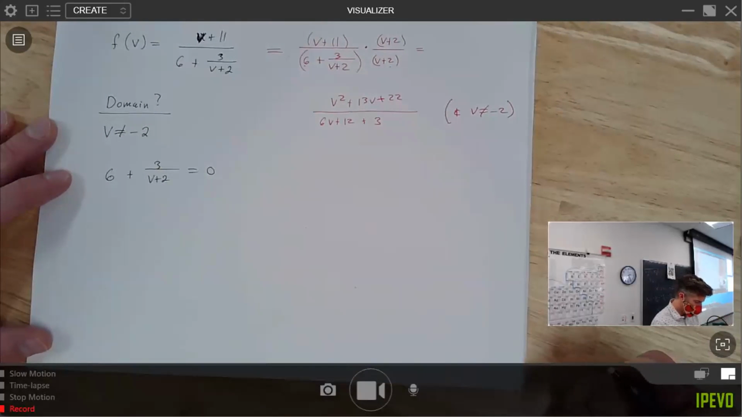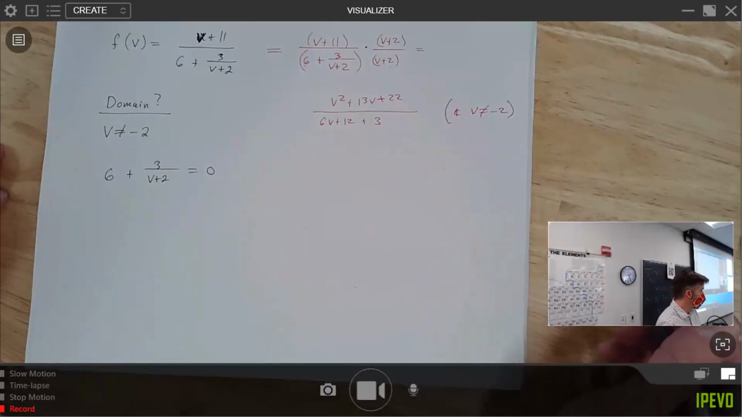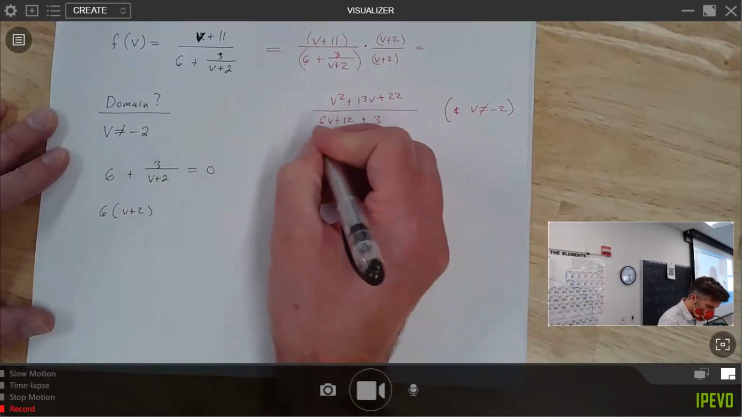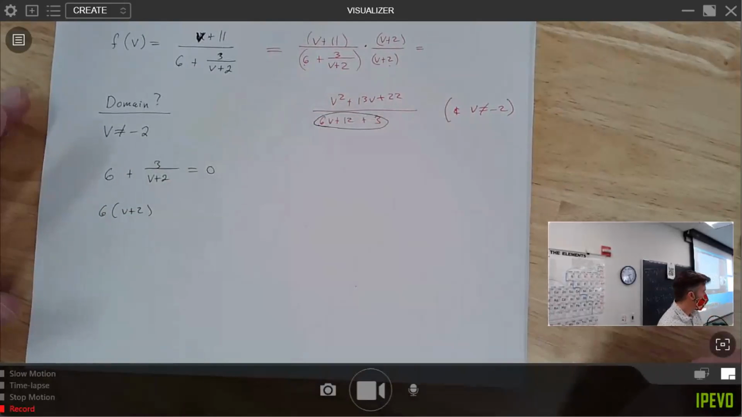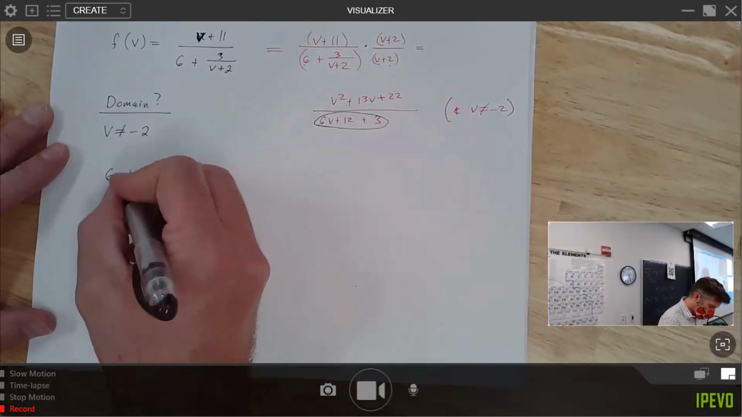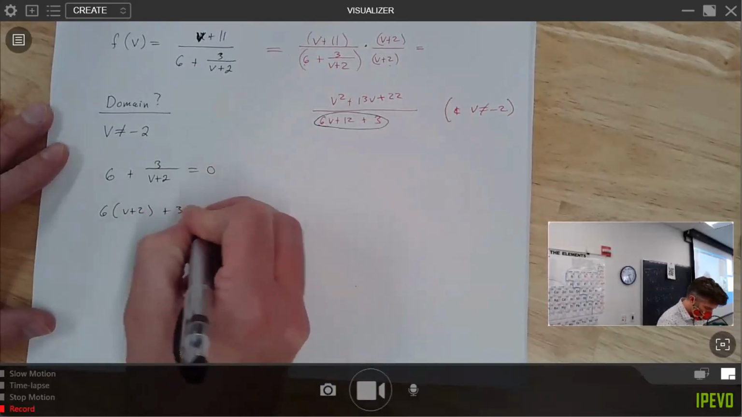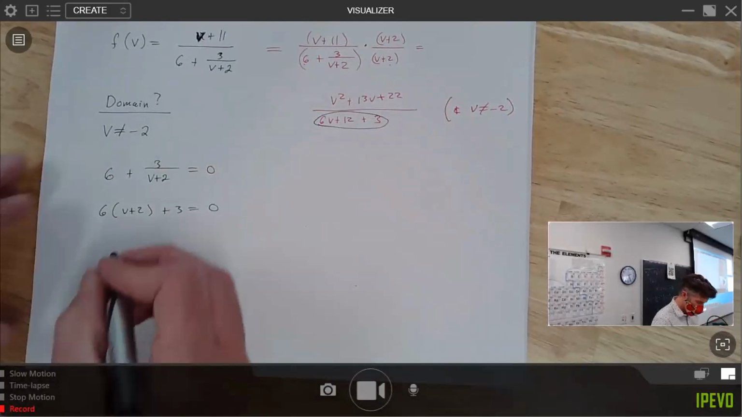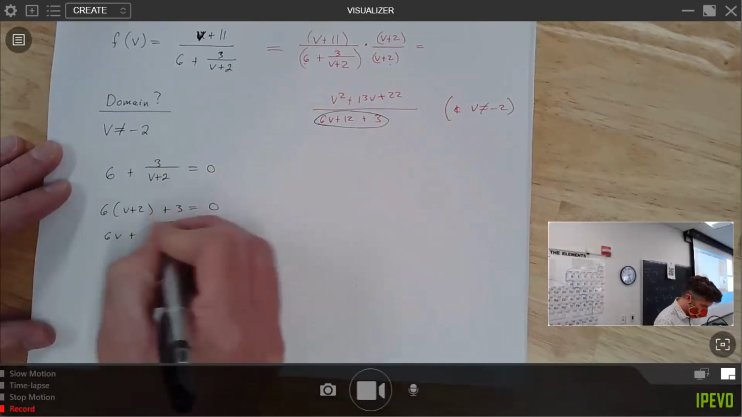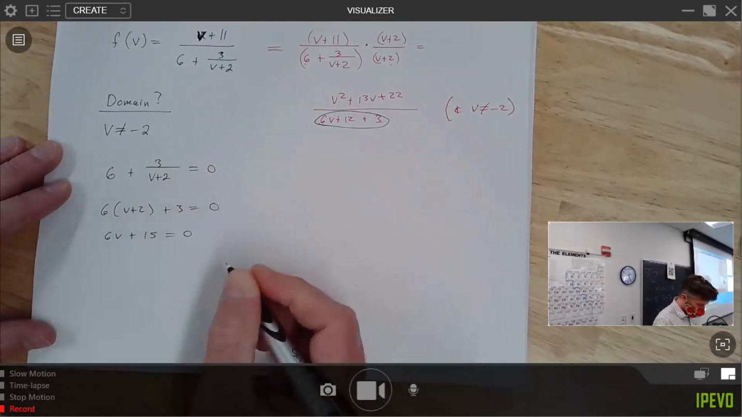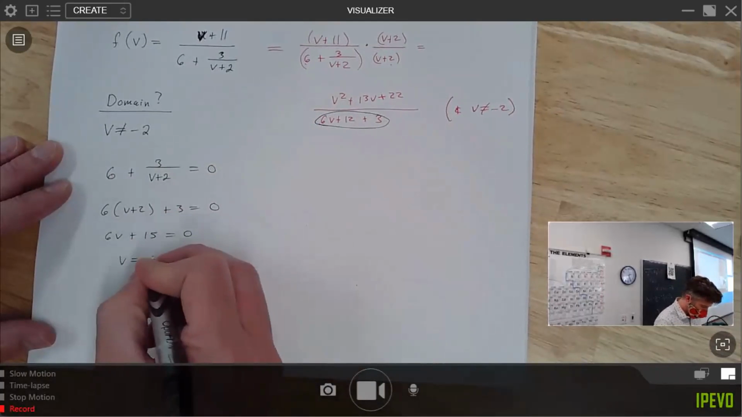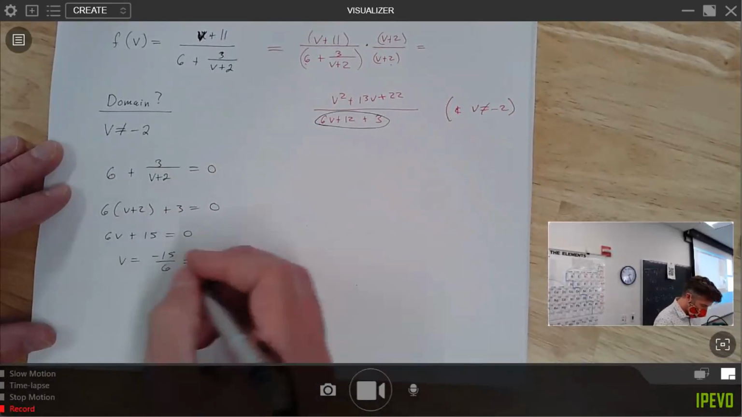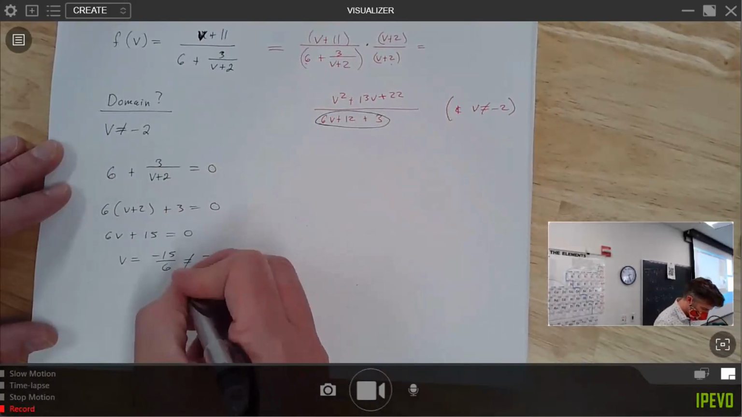And then we also have to worry about the larger denominator possibly equaling 0. So now that's probably where I would multiply both sides by v plus 2. So it is going to amount to this simplified denominator equaling 0. 6 times (v plus 2) plus 3 equals 0. I just multiplied everything by v plus 2 on the left and the right. Then you get 6v plus 12 plus 3. So I've got v equal to -15 over 6, which is -5/2. And I really want v to not equal that.